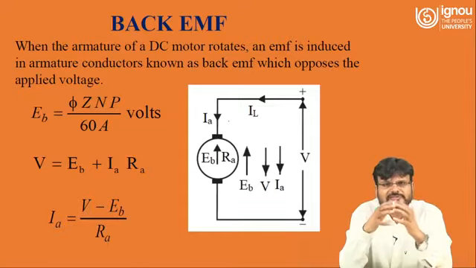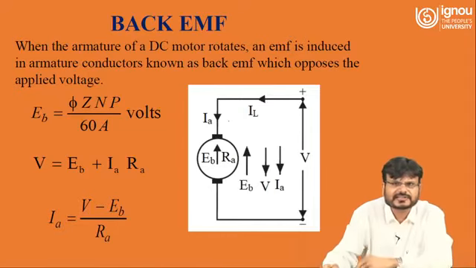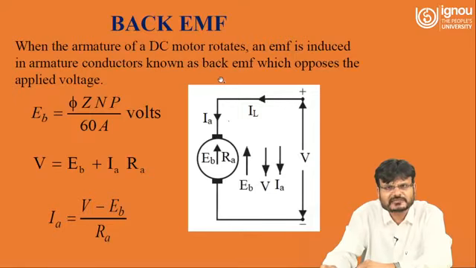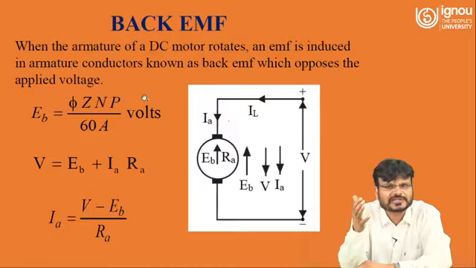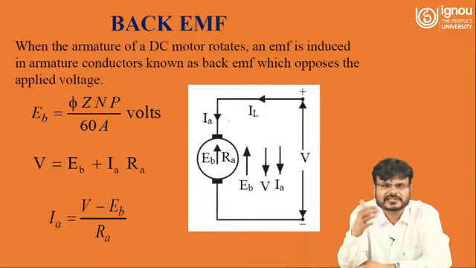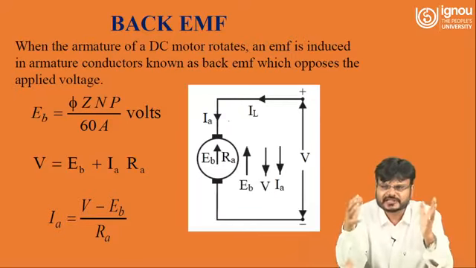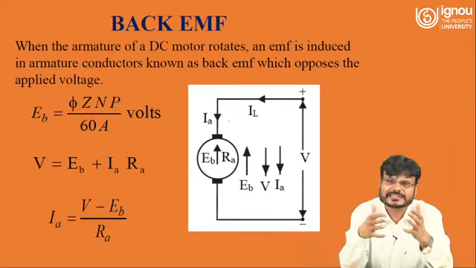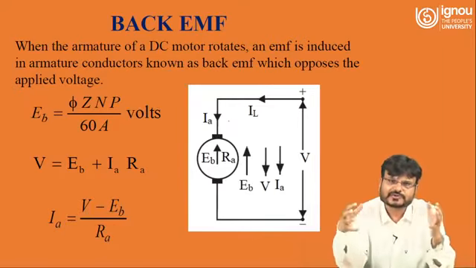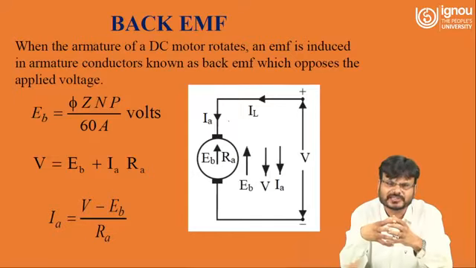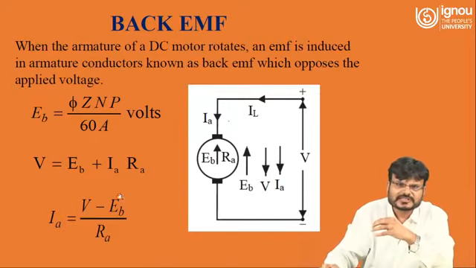When the armature of a DC motor rotates, an EMF is induced in the armature conductors, known as the back EMF, which opposes the applied voltage. As I already told you, armature current is nothing but V minus Eb. As the name indicates, back EMF is generating some EMF which is opposing the terminal voltage. So you can see that Eb is opposing this terminal voltage.